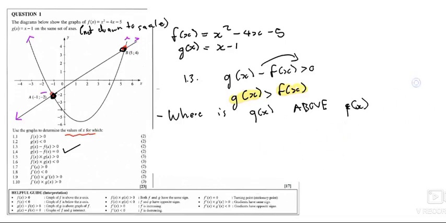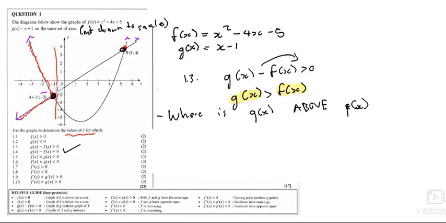So now understand, we have to be able to find where g of x is above f of x. What is g? G is the parabola. So check over here, from left to right, the parabola is above. Right there. Check. Here, the parabola is above, and the straight line is below at the same time. So this one, it won't work.